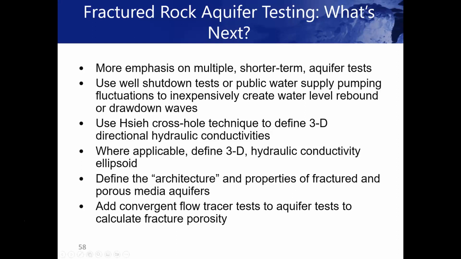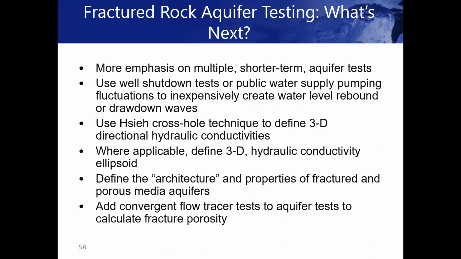And if it's applicable, if you have enough monitoring wells, you might be able to map the three-dimensional hydraulic conductivity ellipsoid. And that's like the holy grail of fractured rock definition. But that's not always applicable. Sometimes it's just helpful to understand what could be called the architecture of the aquifer. Where are the high permeability zones? Where are the low permeability zones? And that's really useful. And I'll just throw in another plug for doing tracer tests because it's very useful to understand the fracture porosity and correspondingly the actual velocity of groundwater that flows through the rock. So I'll end there, and I'm happy to take any questions that people might have.